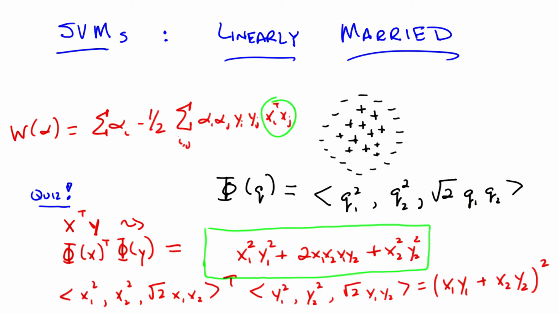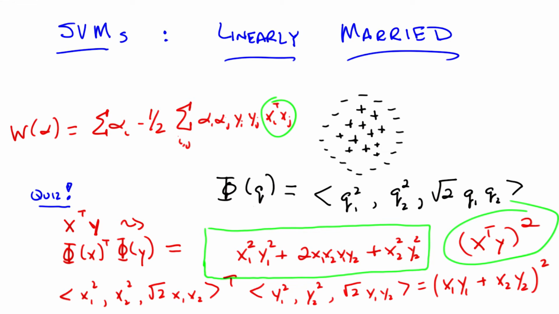And what's an even simpler way of writing that? I see. x1 y1 plus x2 y2 looks like a dot product itself. It looks like the dot product of x and y. Oh, it's x transpose y on the inside, and then we square it on the outside. That's exactly right.